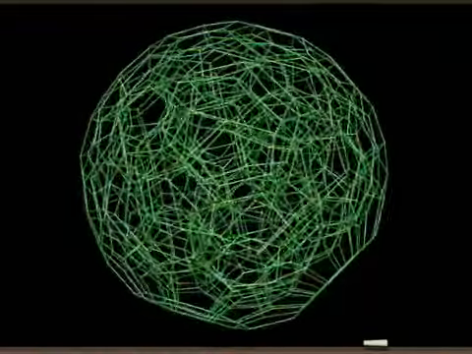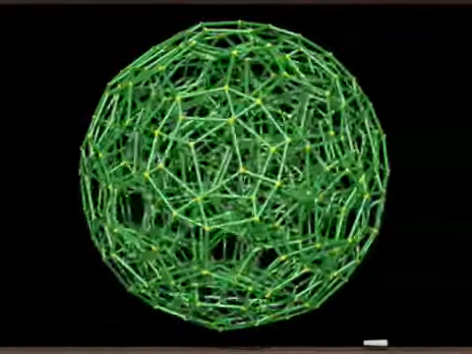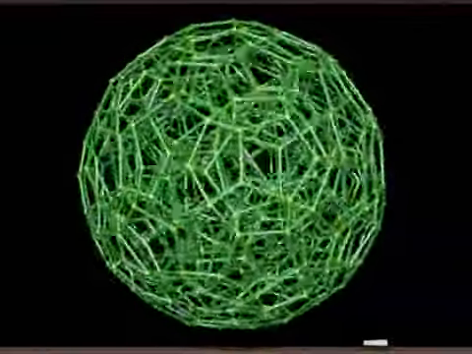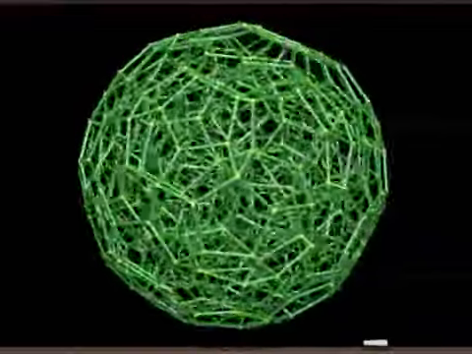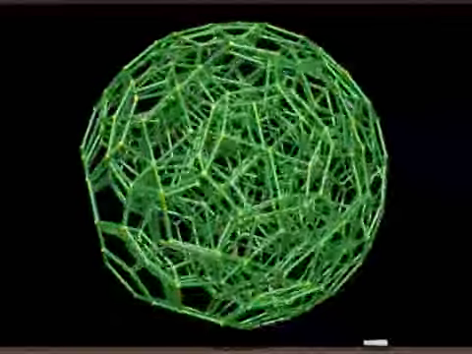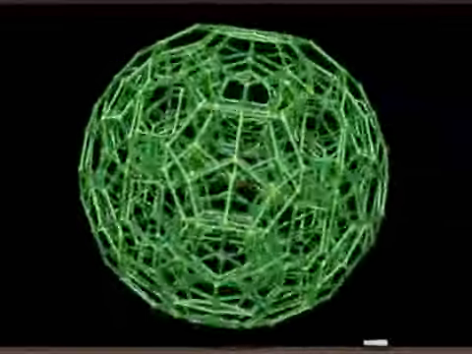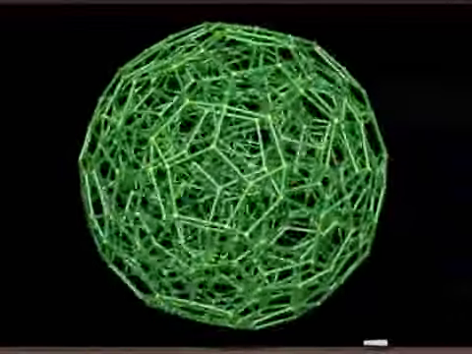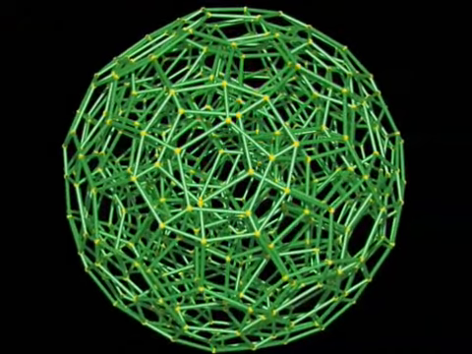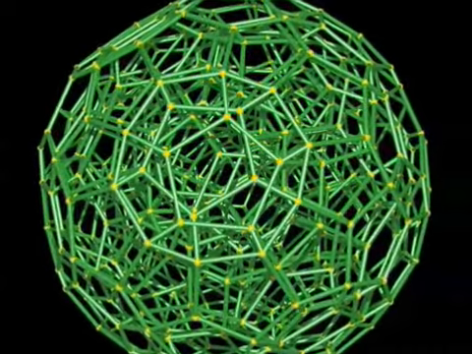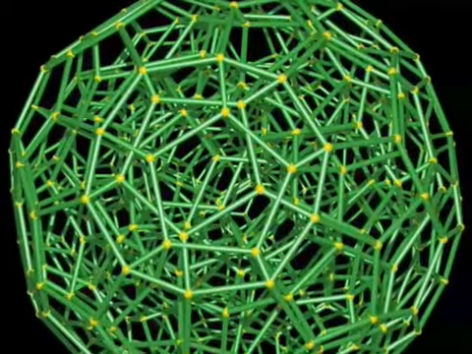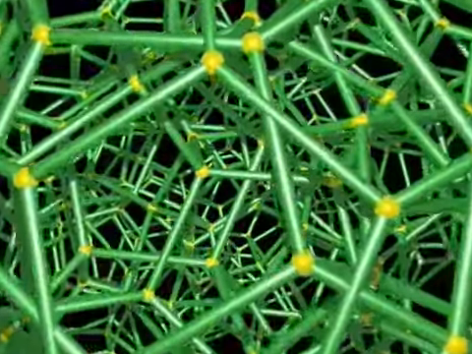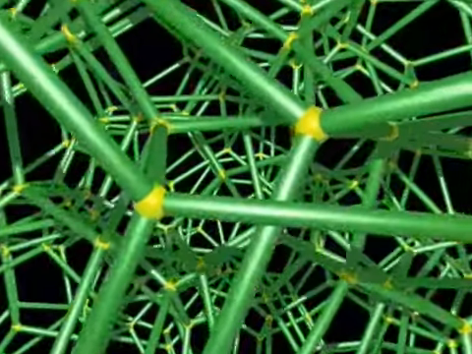Here is the shadow of the 120 cell in all its majesty. A rather complicated majesty, you have to agree. Let's get inside and have a look at its structure. Look.